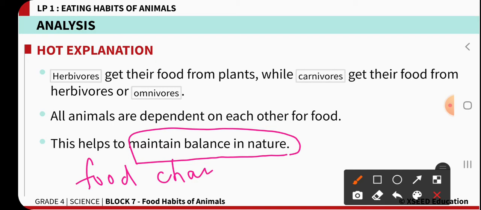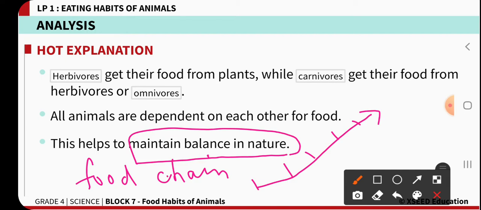Food chain means a chain or interlink of animals for the purpose of food. If one animal depends on another animal for food, or if the food passes between the animals in a linear manner, then we call it a food chain.